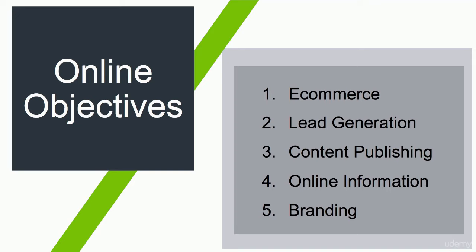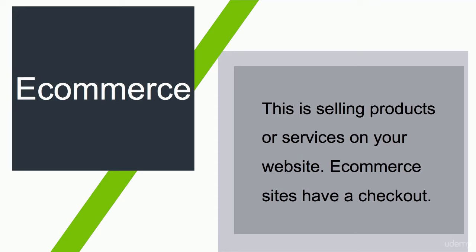In the online business world, we can summarize online objectives into 5 main categories, and those are e-commerce, lead generation, content publishing, online information, and branding. For e-commerce, the objective is, of course, online selling. And this could be products or services, but an e-commerce site has a shopping cart and a checkout. And you use Google Analytics to figure out ways to increase your sales and to track your performance over time.